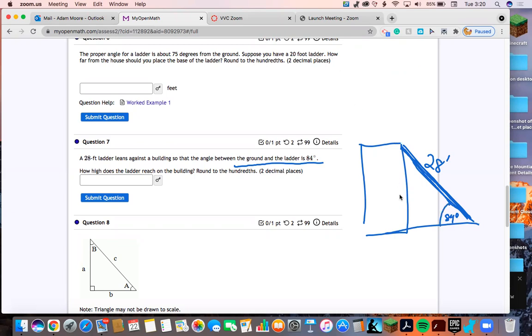Maybe not the best idea. Anyway, how high does the ladder reach on the building? So we're wondering, how high up the building does that hit? If it's a 28-foot ladder, you've got an 84-degree incline here. How high up is that?